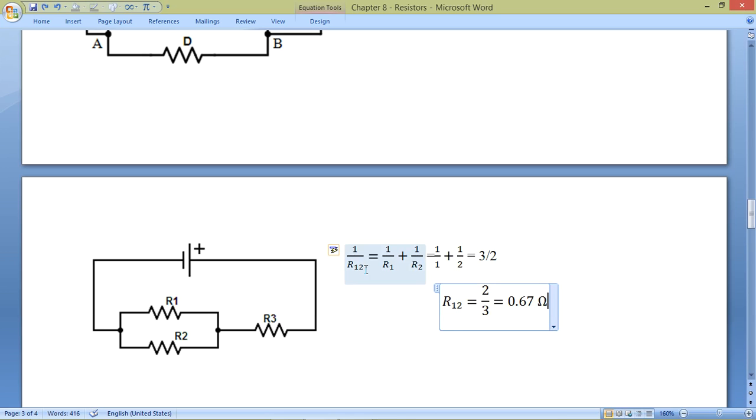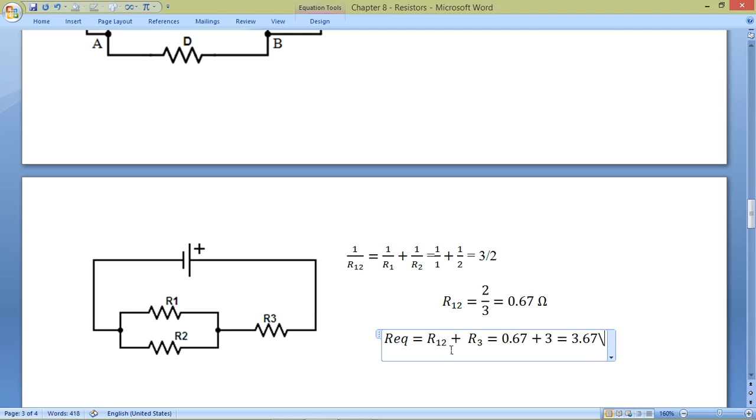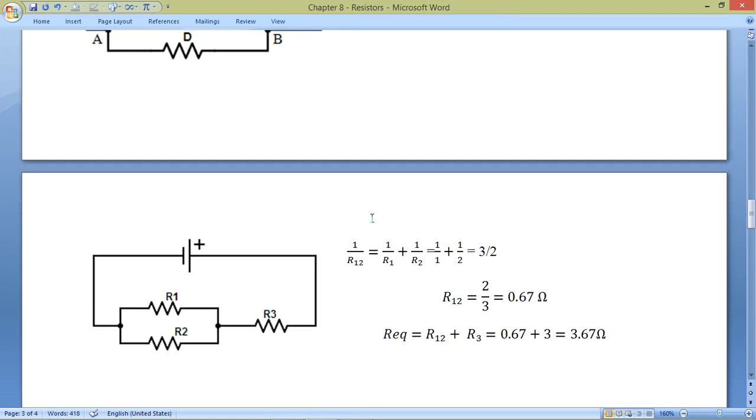Now, this equivalent resistance will be in series with R3. So R equivalent is equal to R12 plus R3, since they are connected in series. So 0.67 plus 3, let's say, is equal to 3.67 ohms. And in this way, we calculated the equivalent resistance in each case.